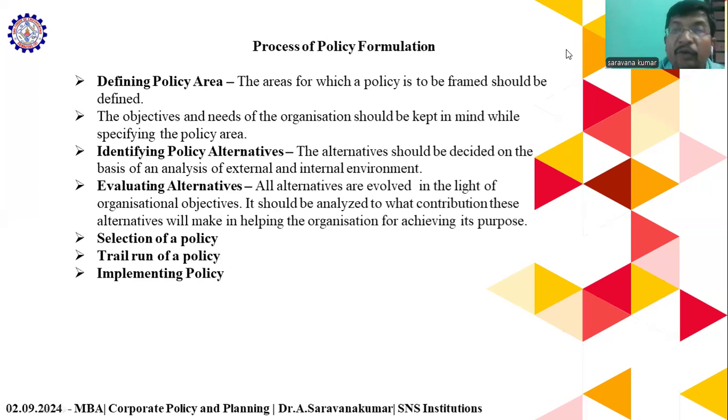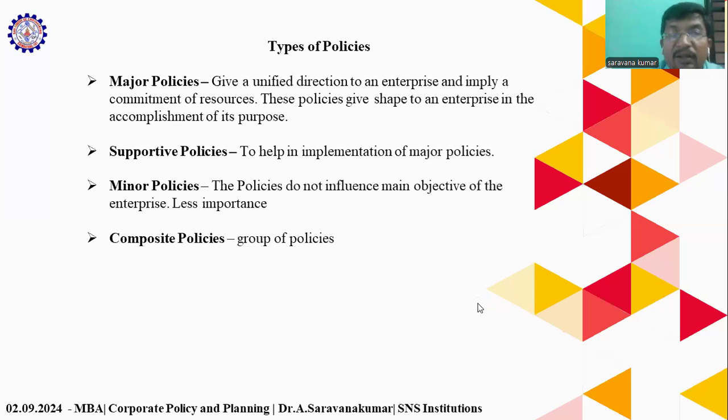Next we are going to discuss types of policies. There are four types of policies: major policies, supportive policies, minor policies, and composite policies. Major policies give a unified direction to an enterprise. This is given as guidance on how to run the organization, so everything is united and there is no change. All the major policies are implemented across the organization.